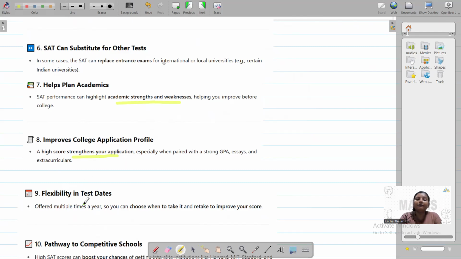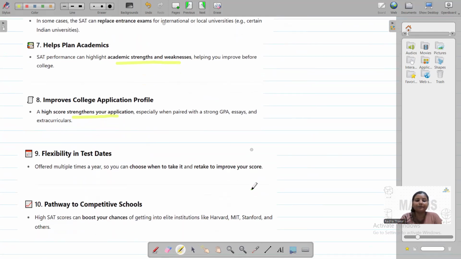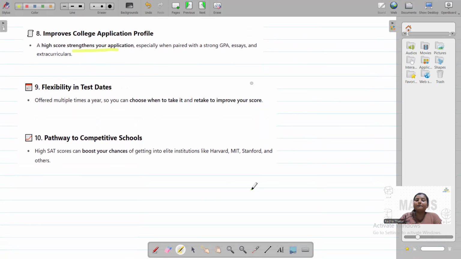Then next is flexibility in test date. It happens multiple times; as I told you, you can give it 7 times a year. So it's up to you. Whenever you think you are ready to give this exam, you can go for it. Then, of course, a pathway to competitive schools. A high SAT score boosts your chances of getting into elite institutions like Harvard University, Stanford, and others. That's why the SAT examination is very, very important.